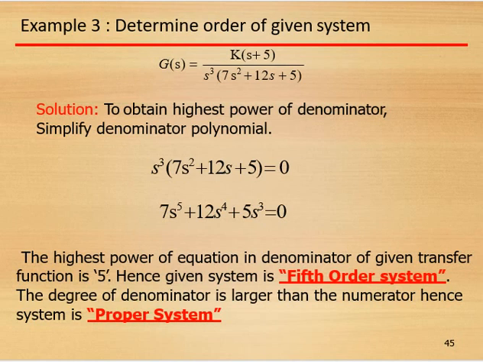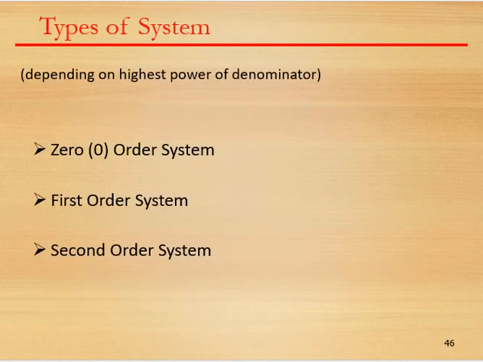Okay, so I think now you all have got this concept. This is very simple. Okay, so now the types of systems based upon highest power of denominator, that is 0 order system, first order system and second order system. So we have to solve different examples related to first order systems, second order systems. So this is a very important concept, because the basics are important if you take any subject.